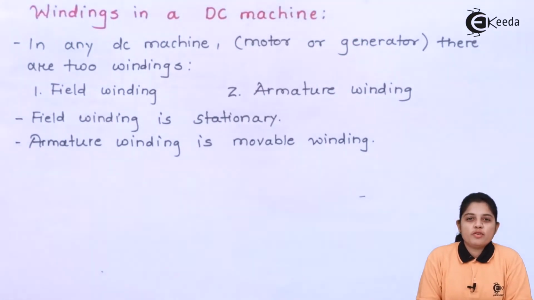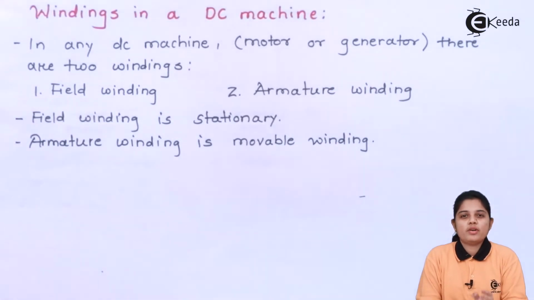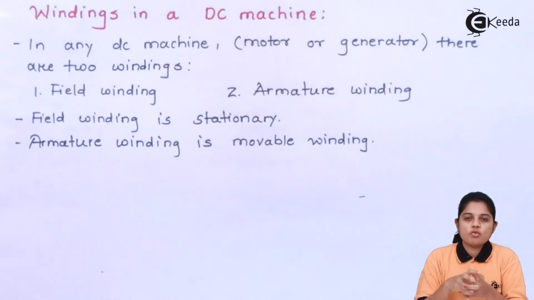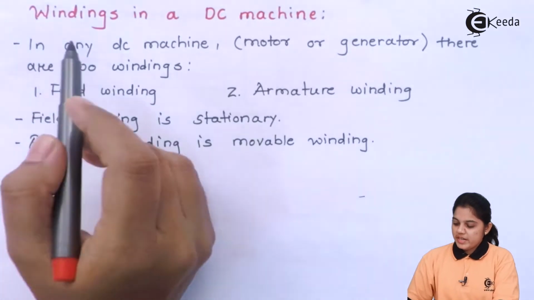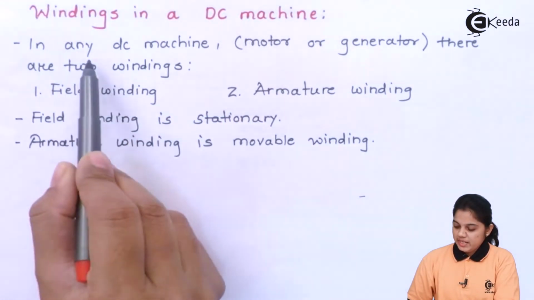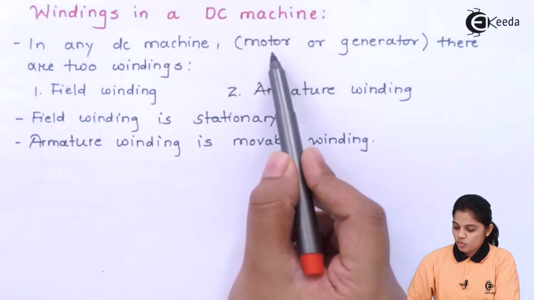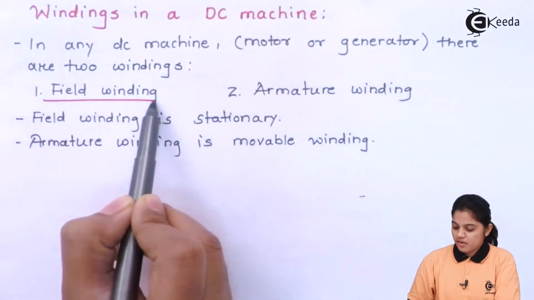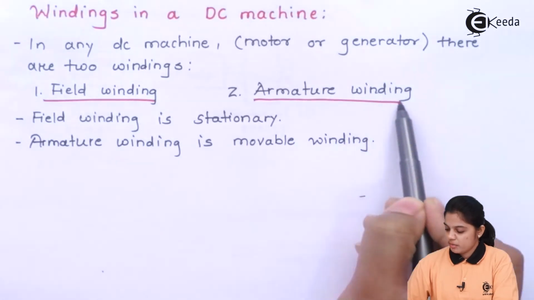Before we go to the working principle of a DC machine, we should know what important parts are present in the DC machine. In the previous video we talked about the windings. We have an armature winding and a field winding. In any DC machine, either a motor or a generator, there are two windings: one is the field winding and the second is the armature winding.